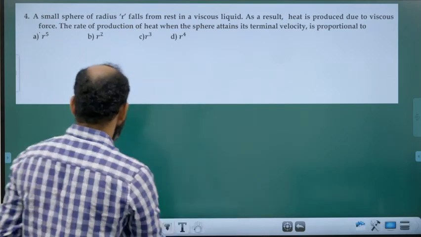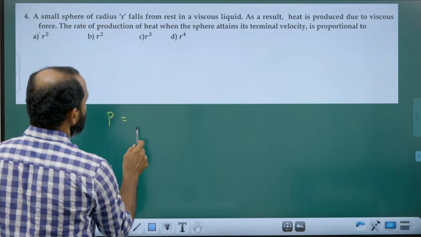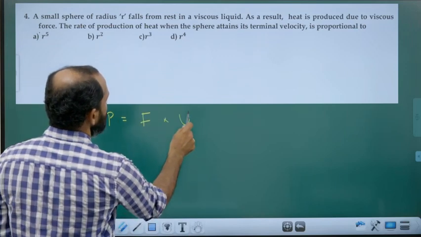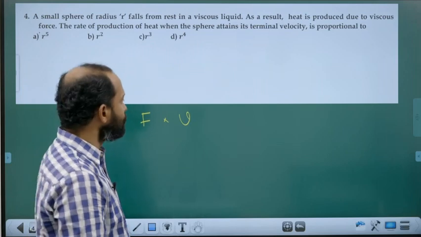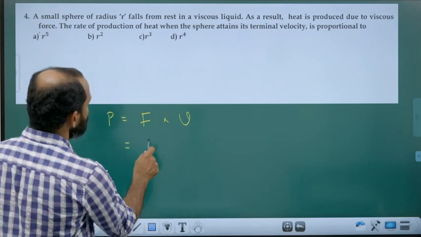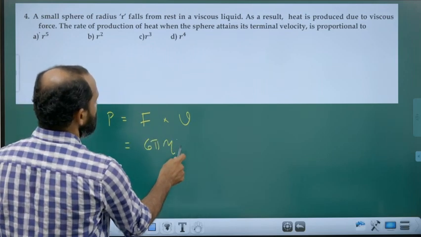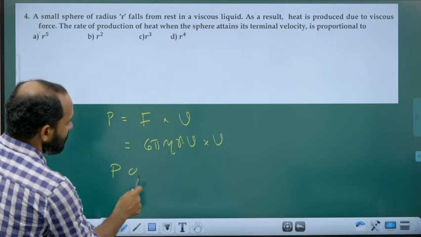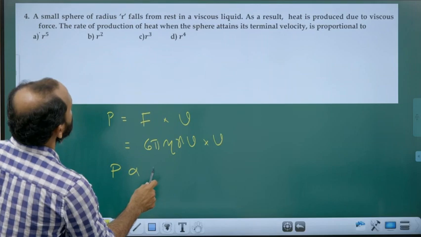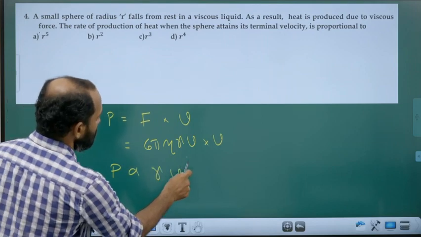Okay, so power. Power is equal to viscous force multiplied by velocity. Power is the rate at which heat is produced. That is the product of force and velocity. Force is viscous force, that is 6 pi eta r v, multiplied by v, that is power proportional to r multiplied by v square.